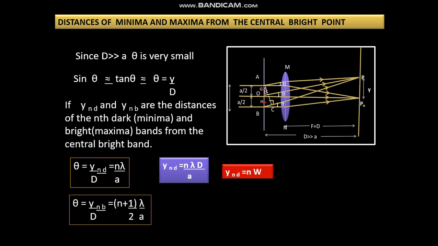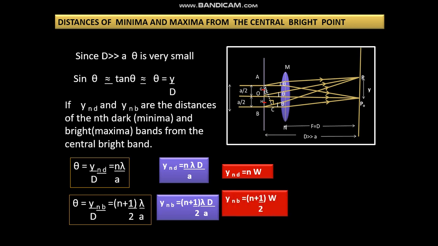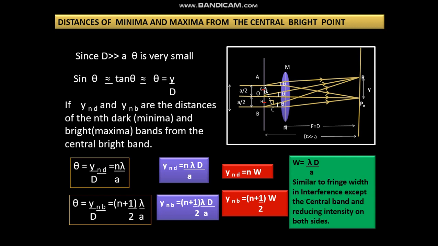Theta is equal to yn(b) upon capital D, that is (n plus half) λ by a. So yn(b) is equal to (n plus half) λD by a. So yn(b) is (n plus half) W. W is equal to λD by a, similar to fringe width in interference except for the central band and the reducing intensity on both the sides.